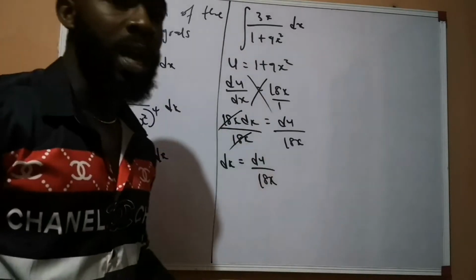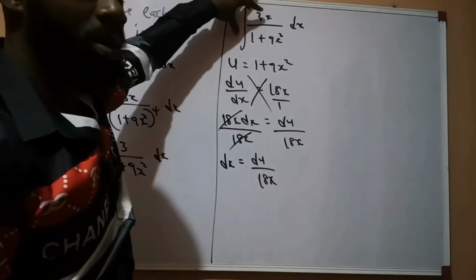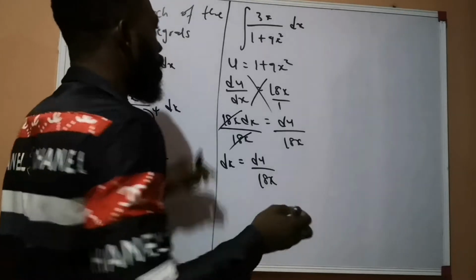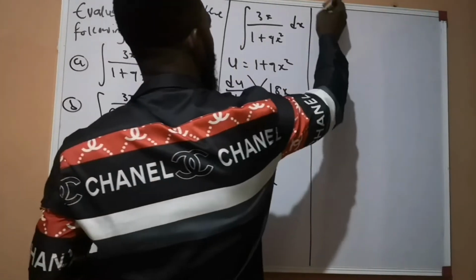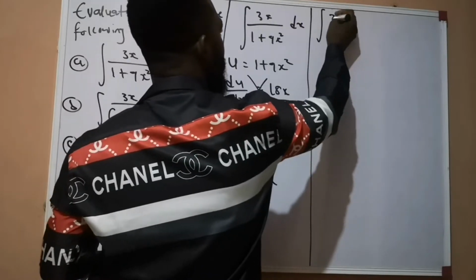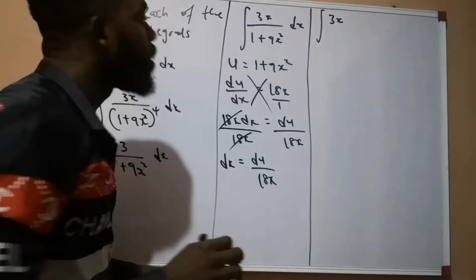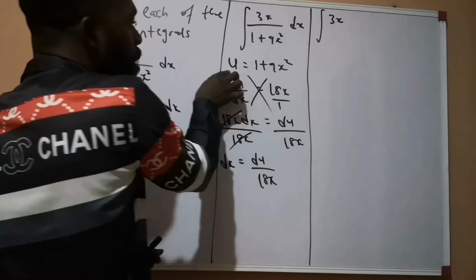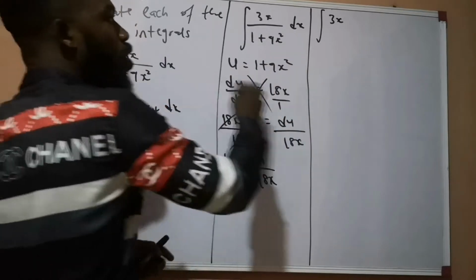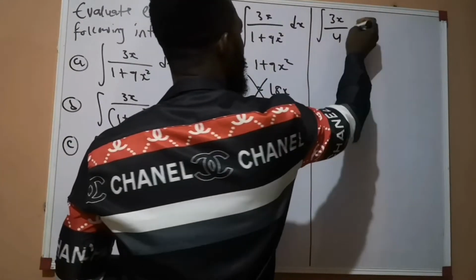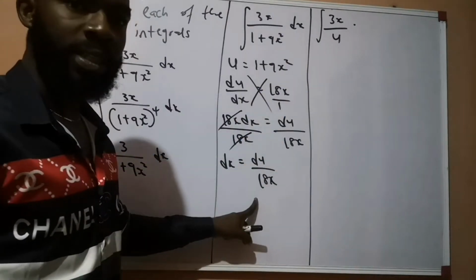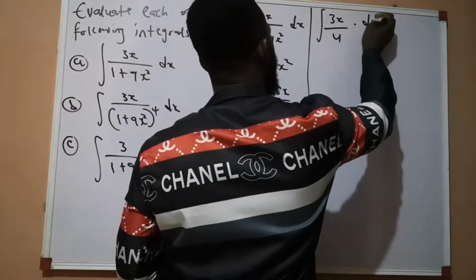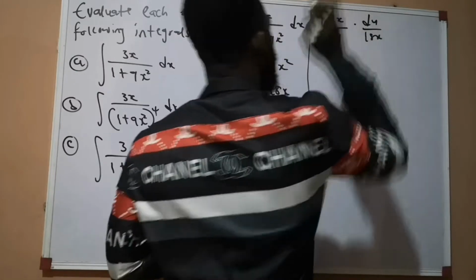What we are going to do now is to rewrite this question. The integral of, I have 3x as the numerator. What I have down now is u, because 1 plus 9x squared is u. So here becomes 3x over u, dot, and my dx is du over 18x. So here becomes du over 18x.